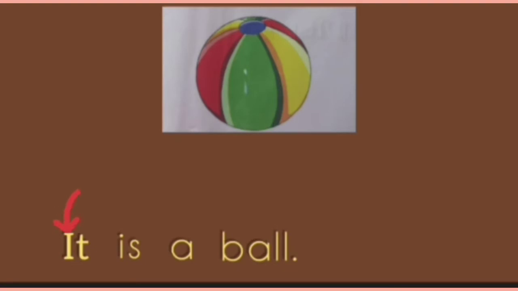The first image is of a ball. So, what would be the sentence? It is a ball. B-A-L-L, ball. As you can see, the sentence starts with a capital I and ends with the full stop. So this is a complete sentence.